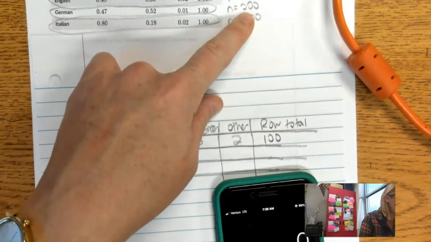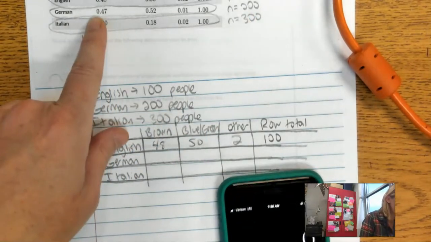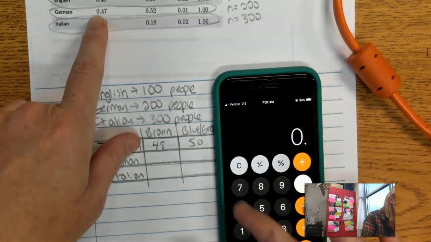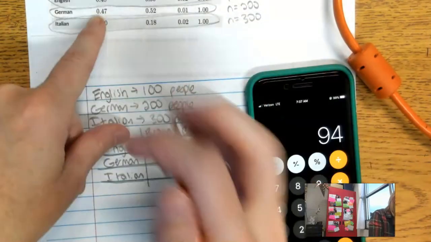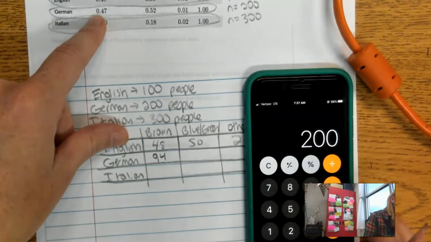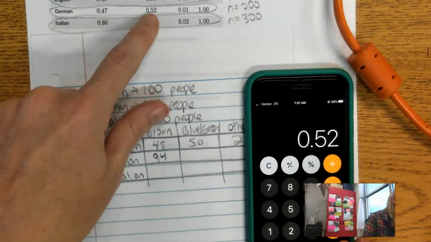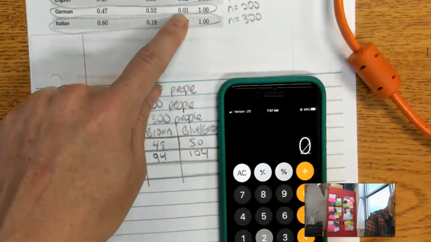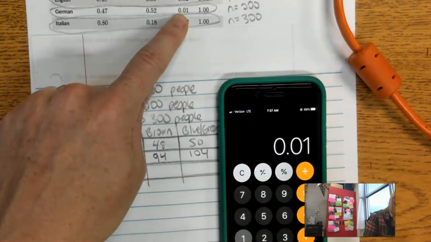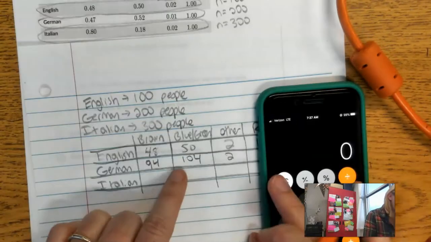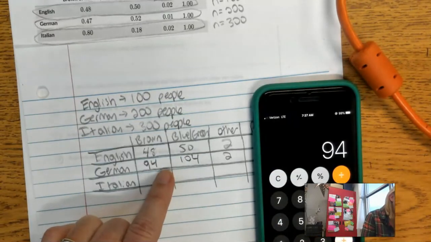All right, so same thing with German. If my sample size of Germans were 200, to get each specific category, I'm going to multiply the sample size by the proportion. So 200 times 0.47 is 94. 200 times 0.52 is 104. And 200 times 0.01 is 2. When I add all these up, I should get my sample size of 200. So 94 plus 104 plus 2 gives me 200.